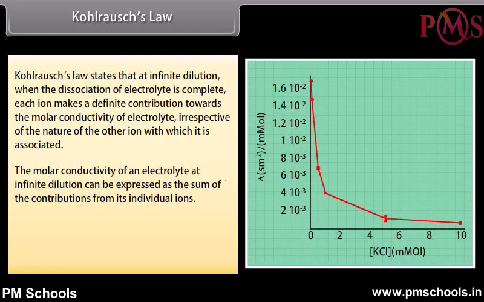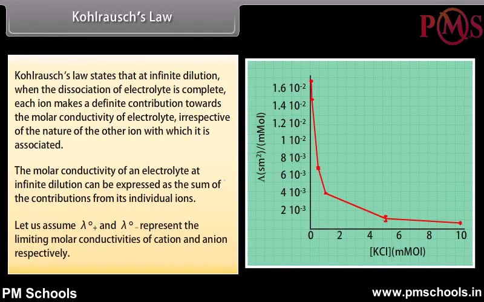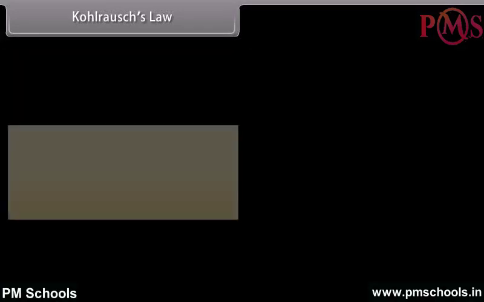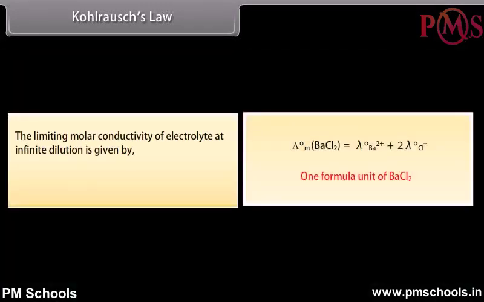the individual ions. Let us assume lambda naught positive and lambda naught negative represent the limiting molar conductivities of cation and anion respectively. The limiting molar conductivity of electrolyte at infinite dilution is given by V positive lambda naught positive plus V negative lambda naught negative, where V positive and V negative represent the number of positive and negative ions furnished by each formula unit.